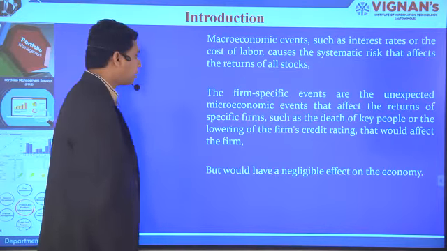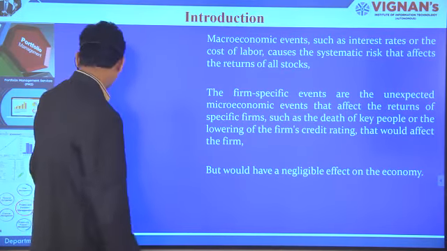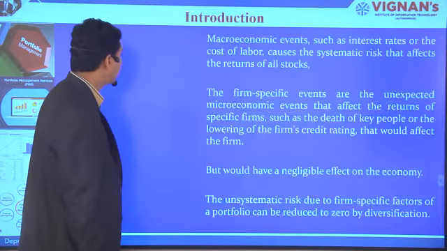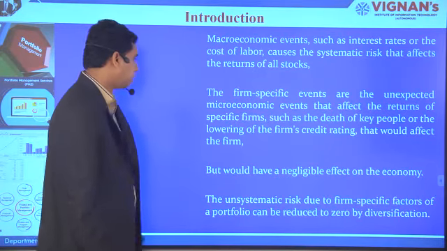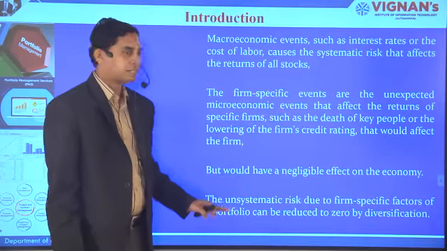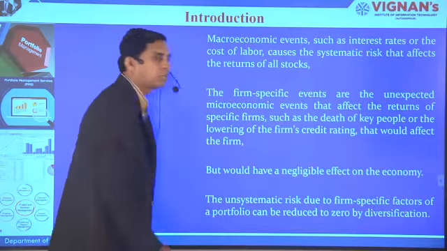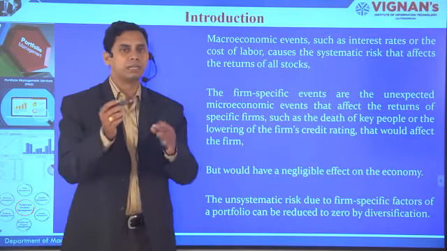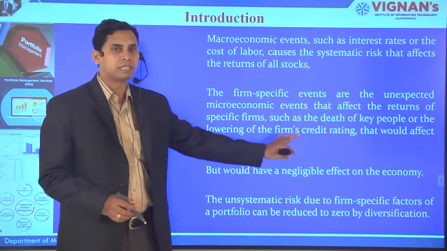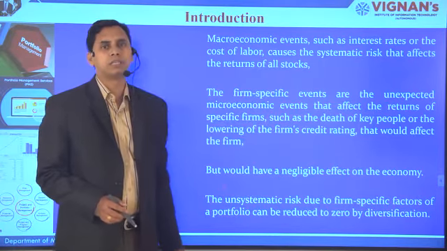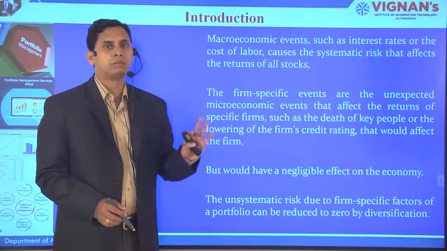Now what else is there? These firm specific risks will have a negligible impact on the economy, because this is related to a particular firm. So in case there are any such firm specific events, they may not impact the overall economy to a greater extent, because it is firm specific and affects the particular organization to the most extent.